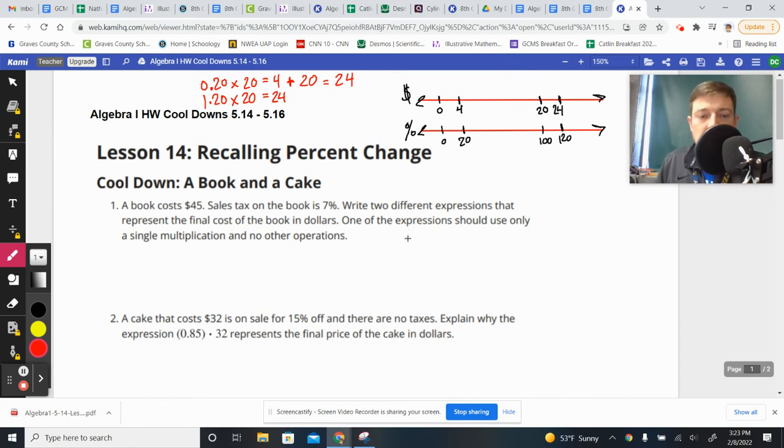So let's see if we can put that into effect here. I know that was kind of a long introduction, but here we go. A book costs $45. Sales tax on the book is 7%. Write two different expressions that represent the final cost of the book in dollars. One of the expressions should use only a single multiplication and no other operations.